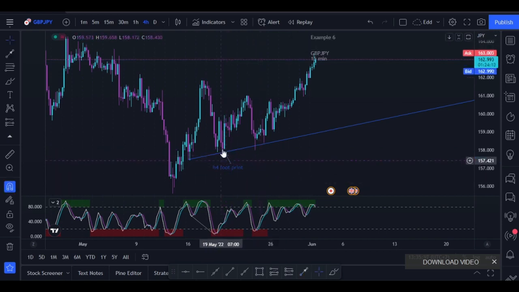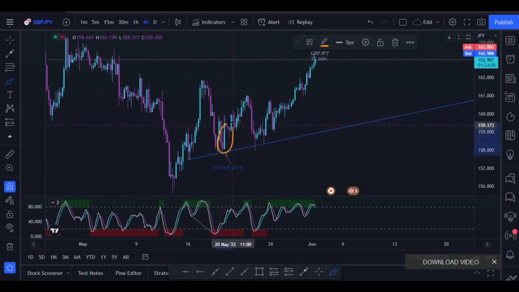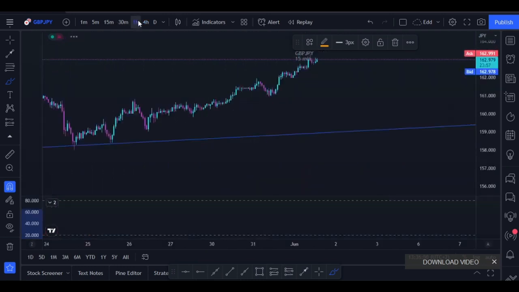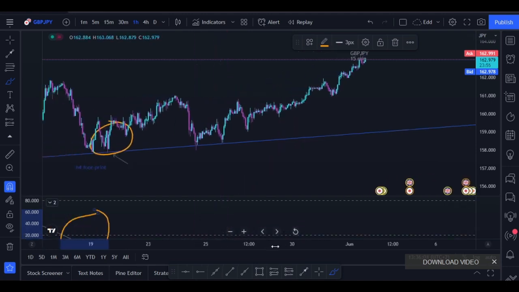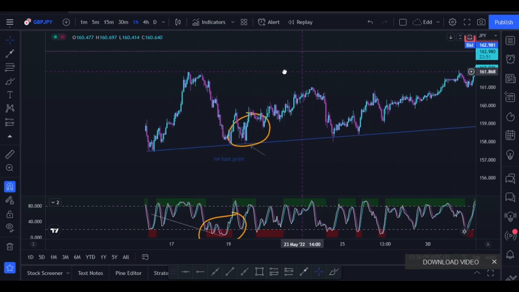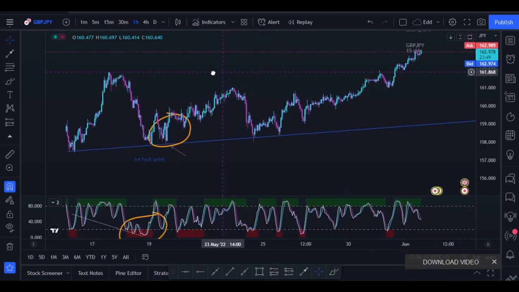That there would have been the H4 footprint. I would have executed on that candle if I was to trade the H4 footprint, but that's way too big. I don't execute on the 4 hours, way too big of a risk. Let me show you something here on the 1 hour now. On the 1 hour, we're still in that bullish footprint, right?